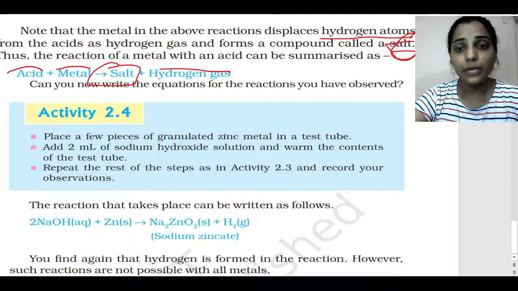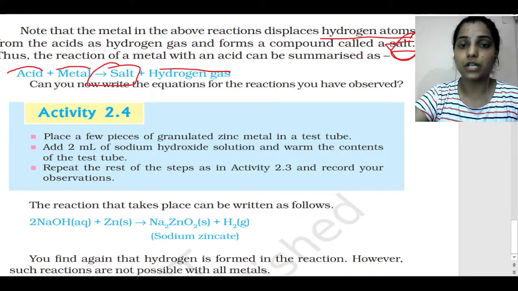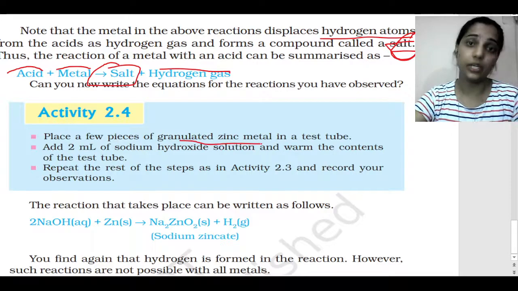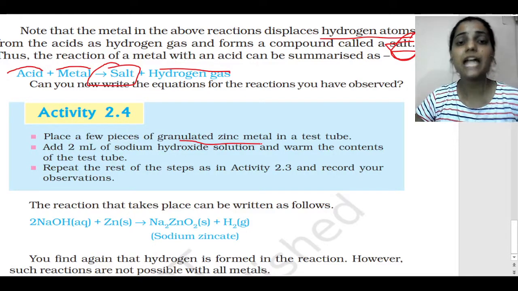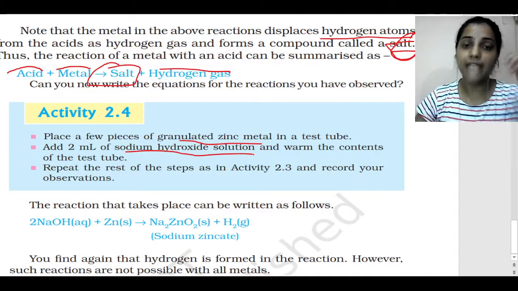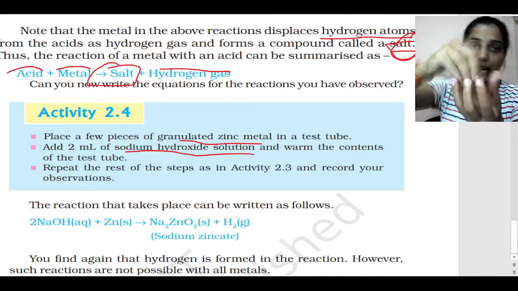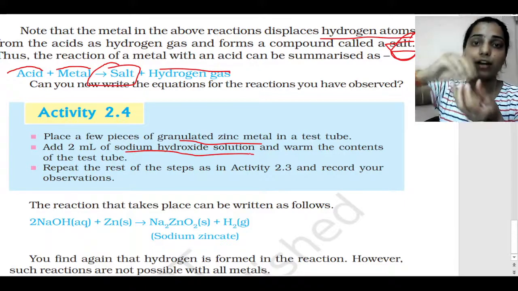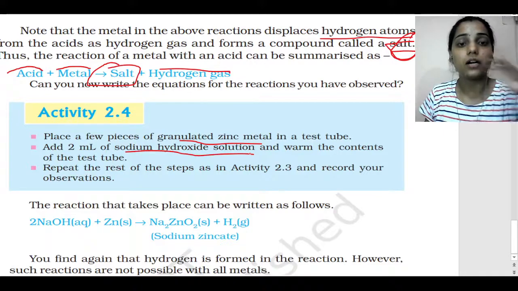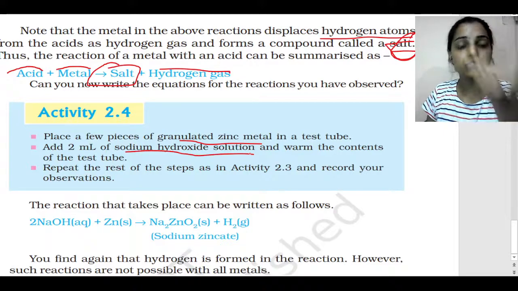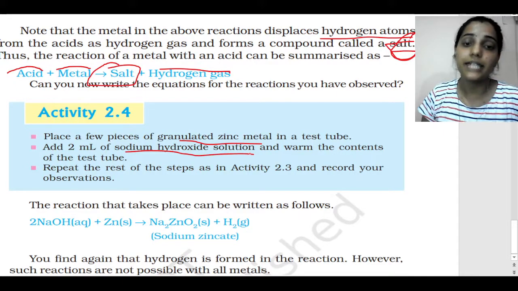Again we have to take zinc metal and add 2 ml of sodium hydroxide solution, that is NaOH, and warm the contents of the test tube. Zinc metal, to which we add the sodium hydroxide solution, and we just warm the solution. Then repeat the steps of 2.3 and record your observation.